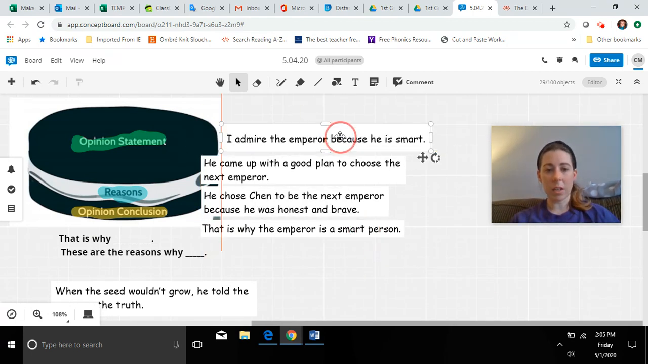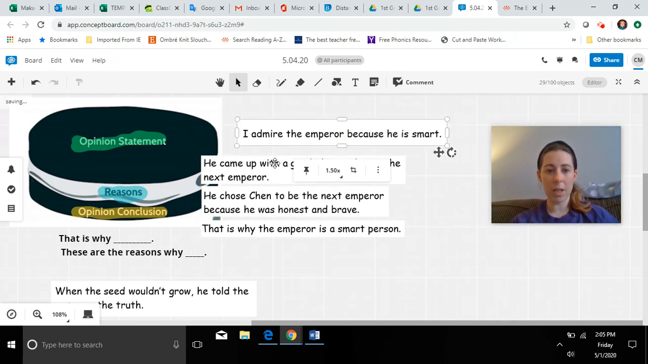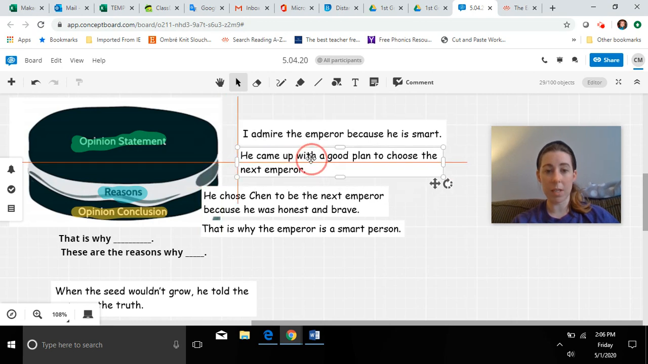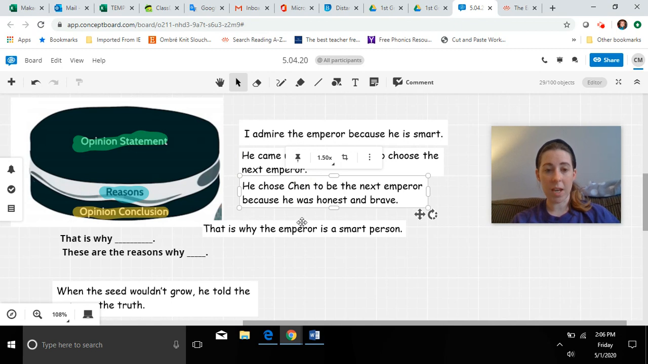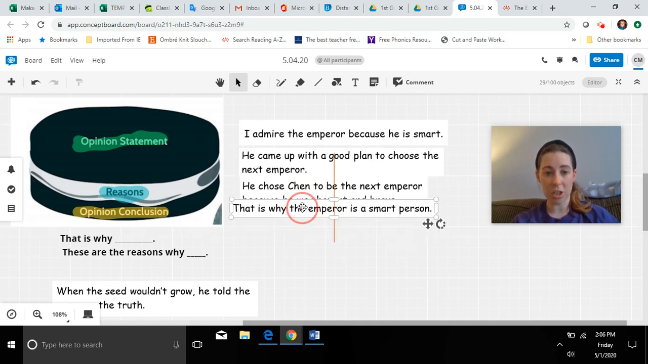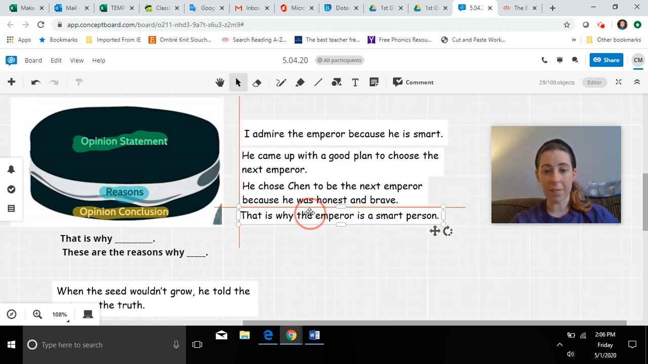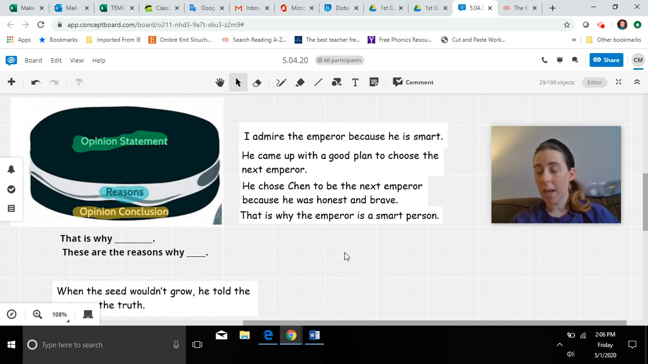Now let's take a look. We have found our opinion statement, we've found 2 reasons, and we found a conclusion. So our paragraph has 4 sentences. Now I want you to listen because I'm going to read the whole paragraph and we'll see if it goes together and sounds like it's in order.